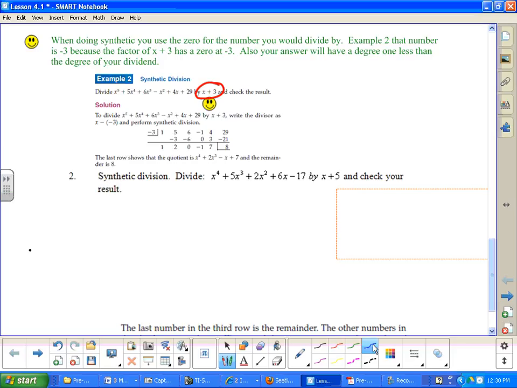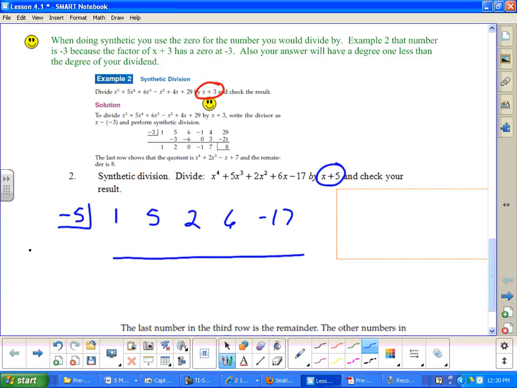All right, for synthetic division then, since we're dividing by x plus 5, the number that I use here is the opposite, or what makes it 0, and that would be negative 5. And then I list it by coefficients. The coefficient of x to the fourth is 1. Coefficient of 5x cubed is 5. Coefficient of 2x squared is 2. 6x is 6. And then negative 17. Just like in long division, if we are missing a term, then we put in a 0. Okay?